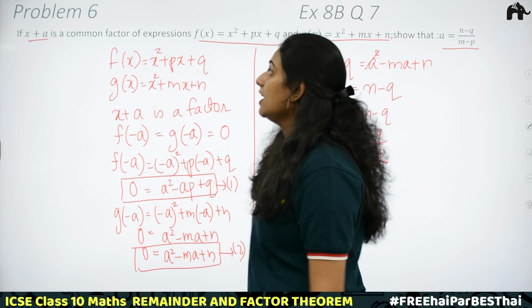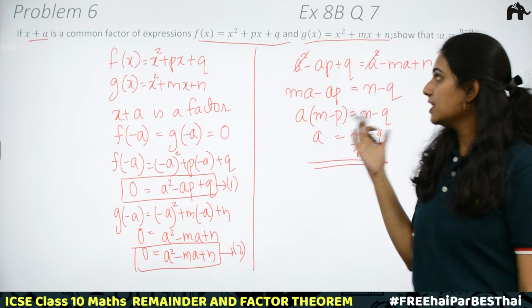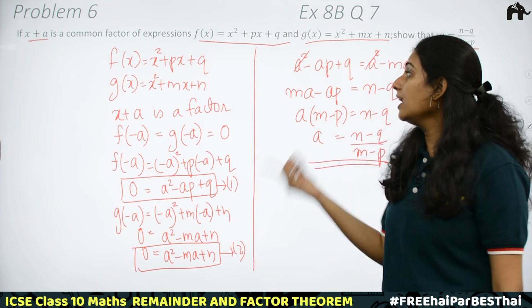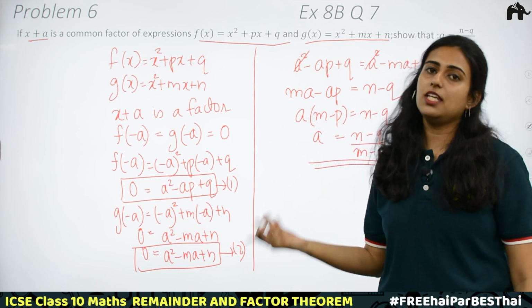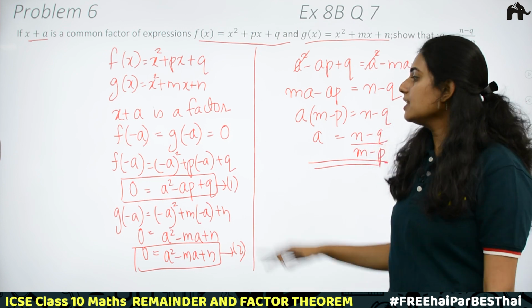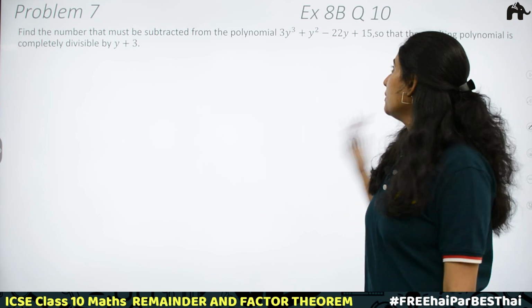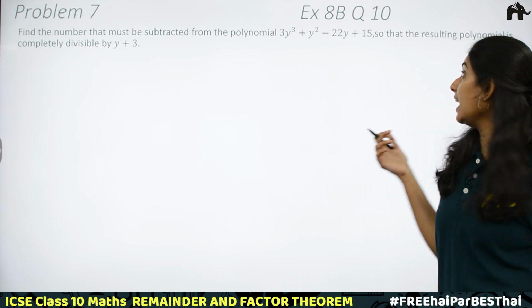X plus A is given to be a common factor. If it is a factor, you only need to have the idea that if it is a factor, then f of minus A will be equal to 0. Using this, we can easily solve this question. Here we have the last problem for today. Problem 7, question 10 of exercise 8b.